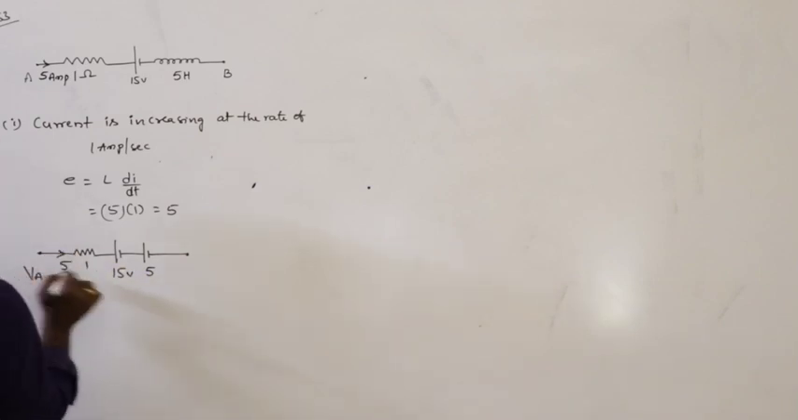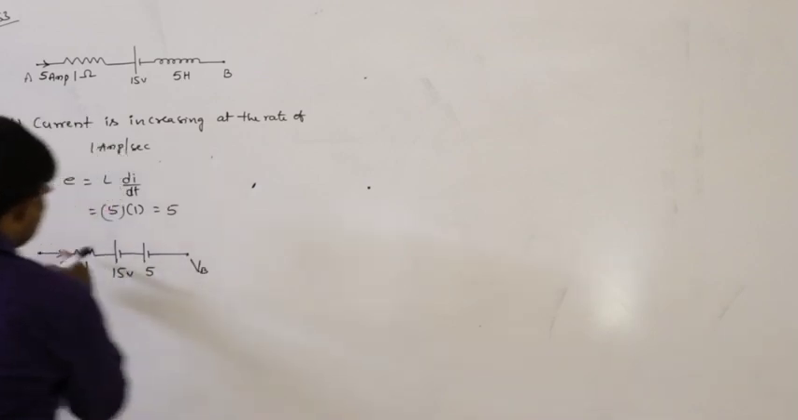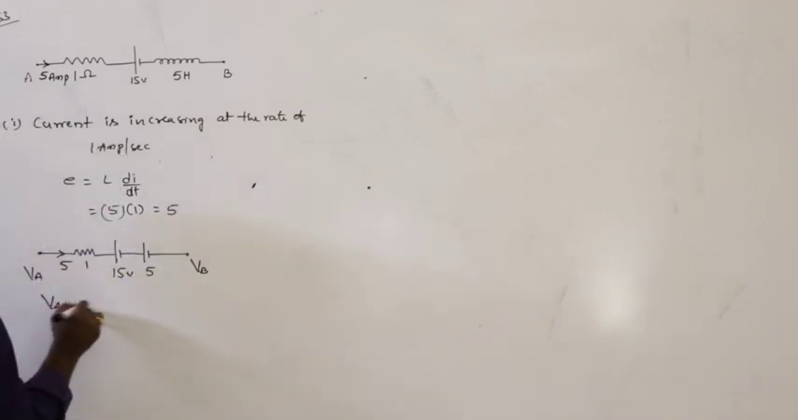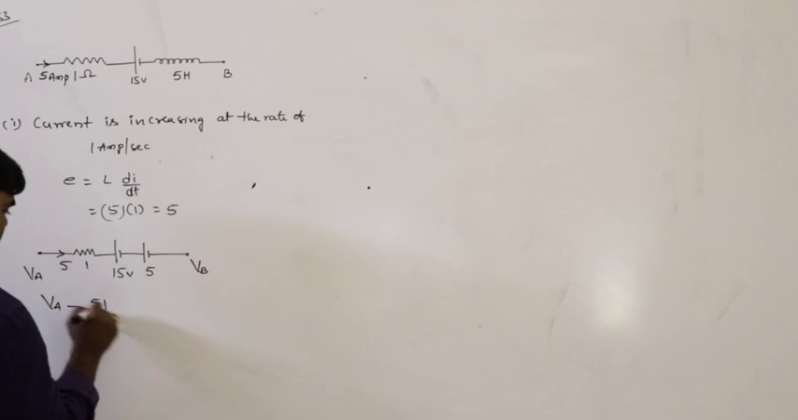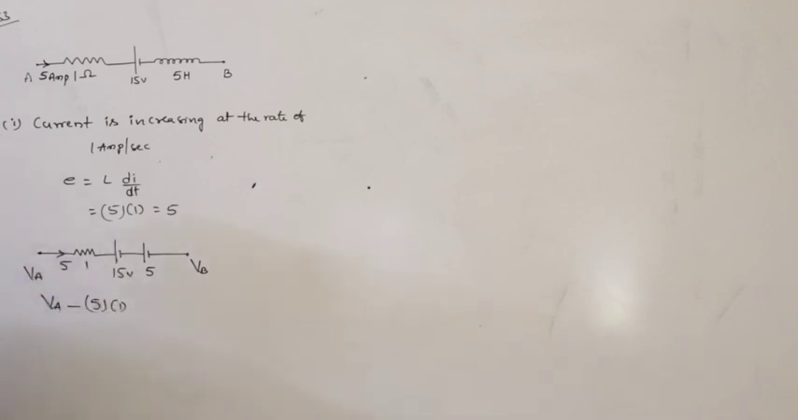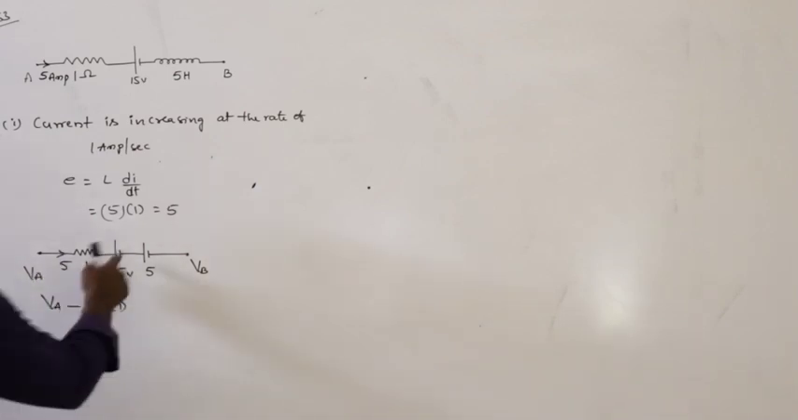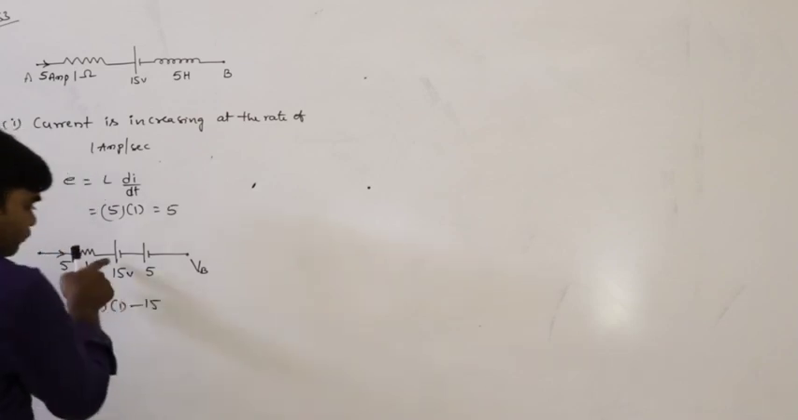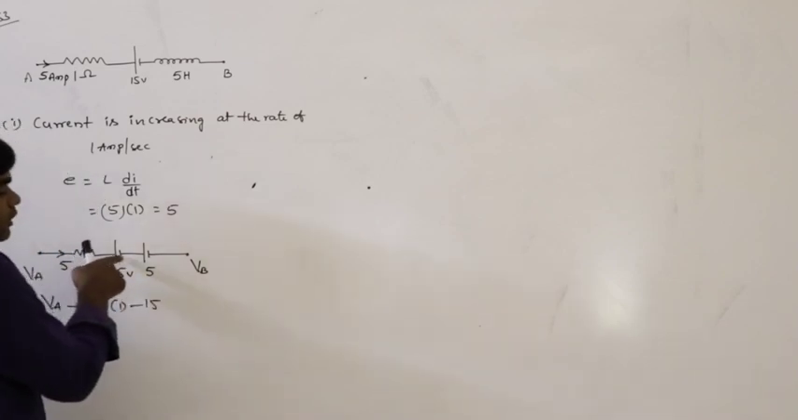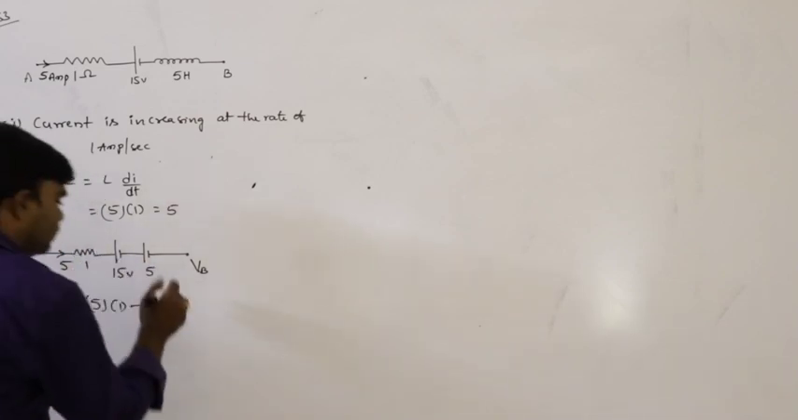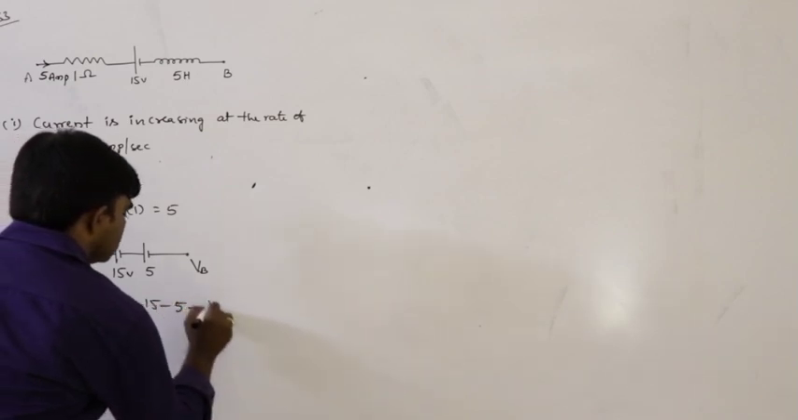So VA, let us say it is VB. Starting from here, VA, in the direction of the current, potential is negative. So this is also minus 5. We are moving from the positive terminal of the battery to the negative terminal of the battery. Here also minus 5 is equal to VB.